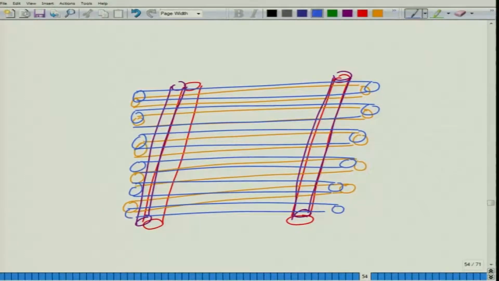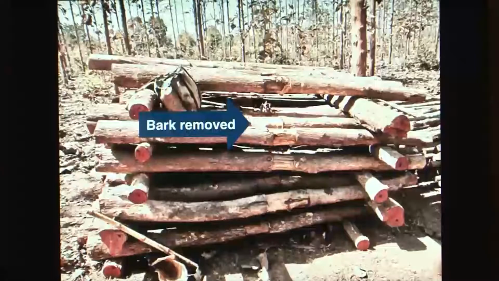Now, why do we make such an arrangement? If we look at the picture on the slide, the bottommost layer consists of only 2 logs. So, only 2 logs have contact with the ground. Suppose your ground were wet, or suppose it had termites, they would only be able to infest the bottom 2 logs and not all the logs in your stack. Then you have a layer of logs kept on top of it, followed again by 2 spacer logs.